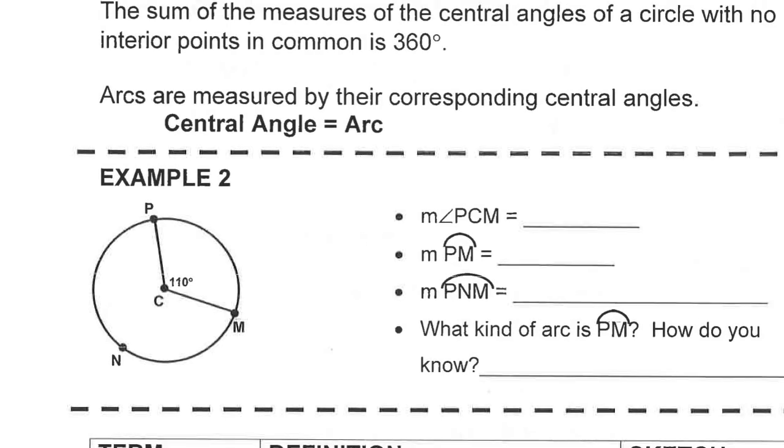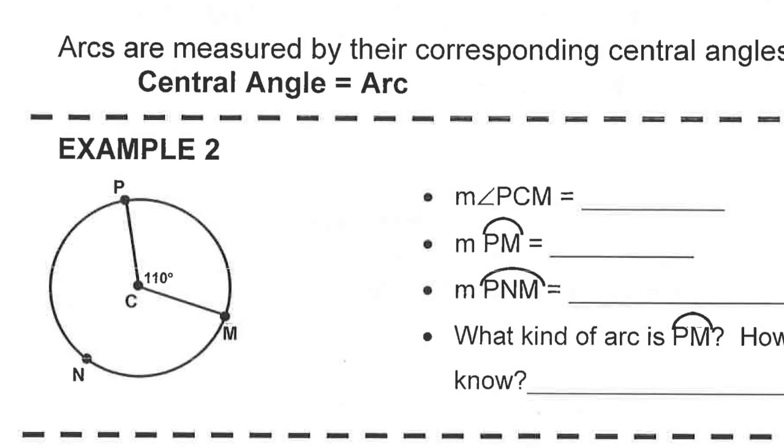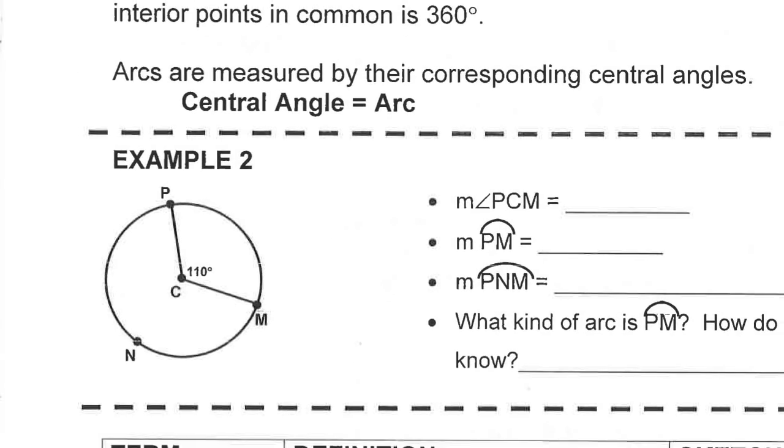And this goes back to what I said a second ago. Arcs are measured by their corresponding central angles. So it means the central angle is equal to the arc that it cuts off. So let's look at these questions here, and I'll show you what I mean. It says, what's the measure of angle PCM? Well, PCM is right here, and it tells us it's 110 degrees.